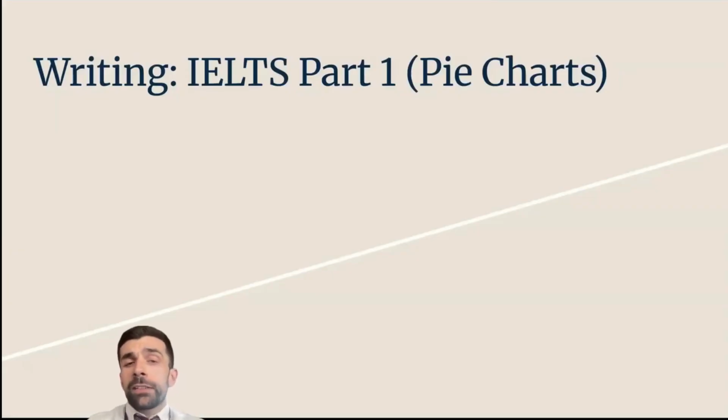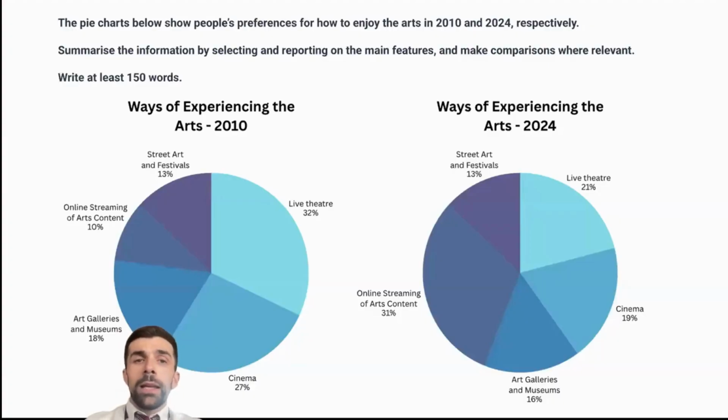Let's take a look at a task similar to the one that you'll have on the exam together. Here, you can see two pie charts showing people's preferences of how they like to enjoy the arts in 2010 and 2024, respectively. You'll need to summarize the information by selecting and reporting on the main features and making comparisons where necessary. For now, take about 3 minutes, read the pie charts, and on your own, make notes of the key information. Then we'll discuss together.